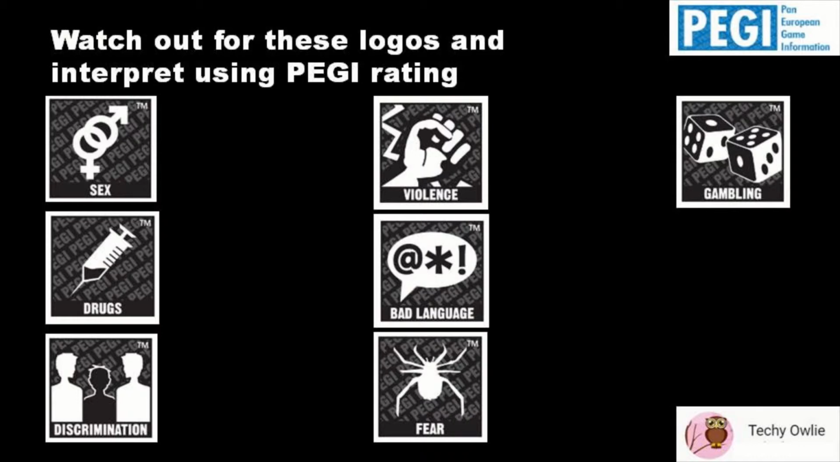Similarly, if the game uses drug abuse, then this symbol would be there, and for any discrimination regarding particular groups, minorities, majorities or a particular class of people, this logo would be there, which is very rare in games. Violence and bad language are most commonly found in games, mostly in the 16 and 18 PEGI ratings. Fear you will see in horror related games, for example Resident Evil, maybe, I have not checked. And gambling you will find in casino related games.